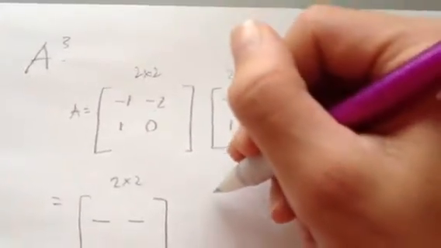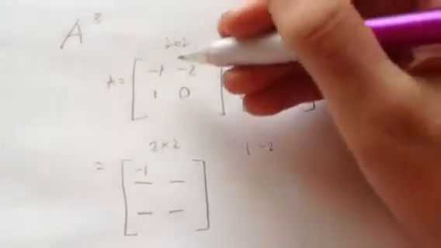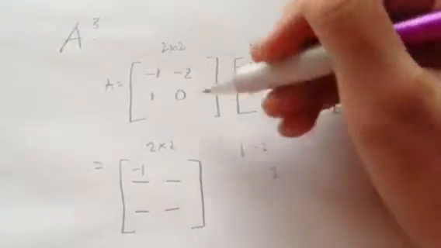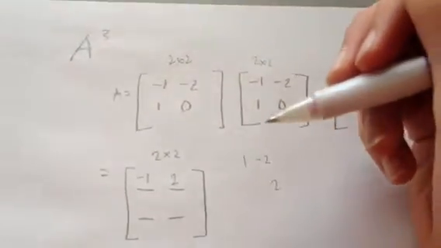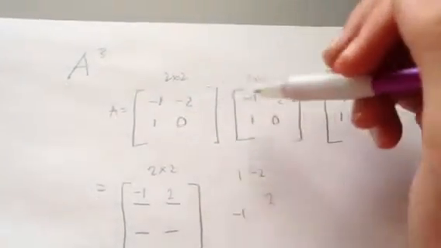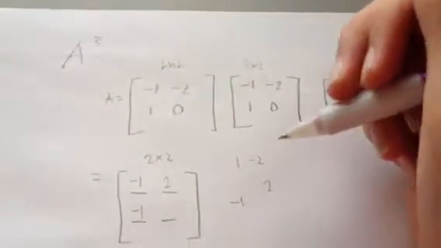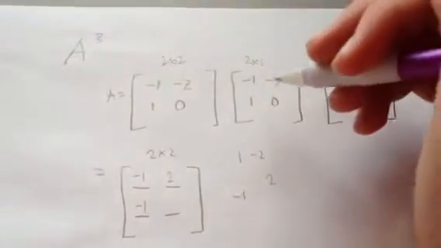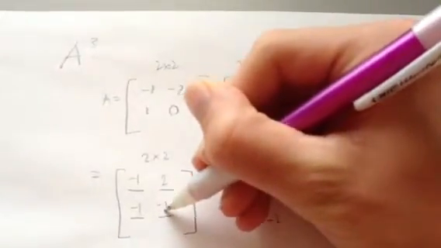So -1 times -1 is 1. Then -2 times 1 is -2. So 1 minus 2 is -1. Then -1 times -2 is 2, and -2 times 0 is 0. So that's 2. Okay? So then 1 times -1, -1. Then 0 times 1 is 0, so that's -1. Then you do 1 times -2, which is -2, 0 times 0 is 0, so -2.